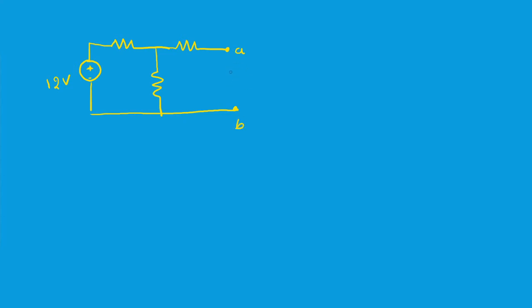So in the circuit, we have a 12 volt source, and then we have a resistor here, another resistor here, and a resistor here. I'm just trying to open circuit these two terminals, which I'm naming AB, where I have to calculate the Thevenin's equivalent.